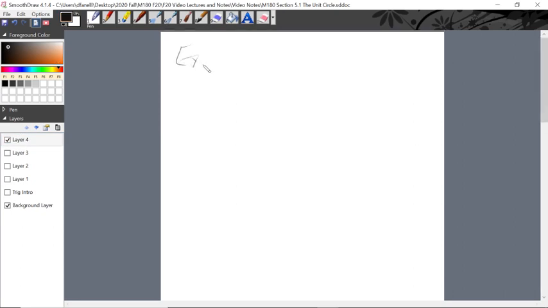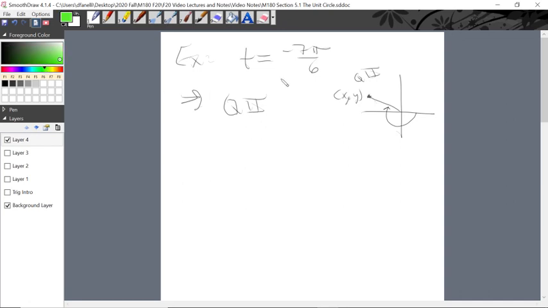Let's try one more. How about if t is equal to negative 7 pi over 6, another number that we looked at recently. So negative 7 pi over 6, that pushed us here into quadrant 2. Okay, same instructions. What's the quadrant and what are the coordinates of the point? Quadrant 2, we want to find out what is x and what is y. In order to find out x and y, we can consider the reference number. And the reference number in this case was pi over 6. It was the distance back to the x-axis.